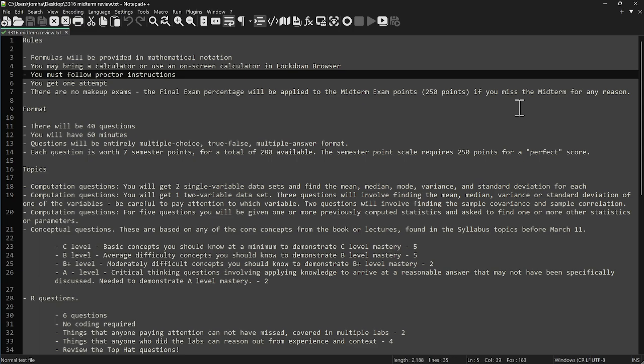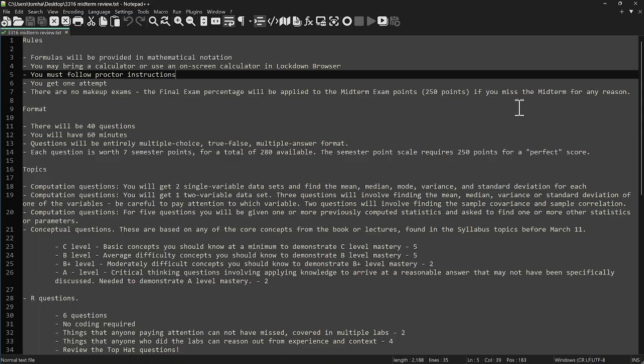C-level questions, there will be 5 of those. These are basic concepts that if I were to just give you an exam and that was going to be your grade for the first half of the term, you would need to know these to qualify for a C. B-level questions, these are average difficulty concepts that you should know to qualify for a B. There will be 5 of those.